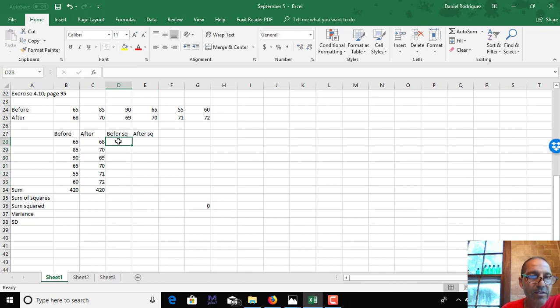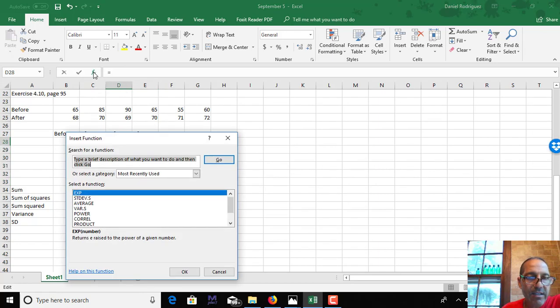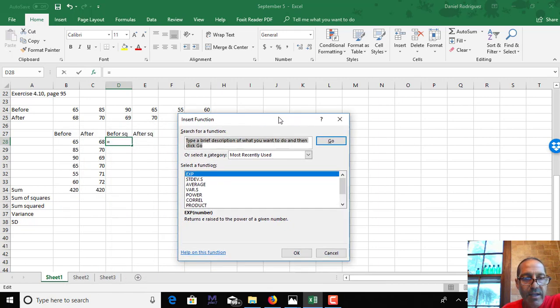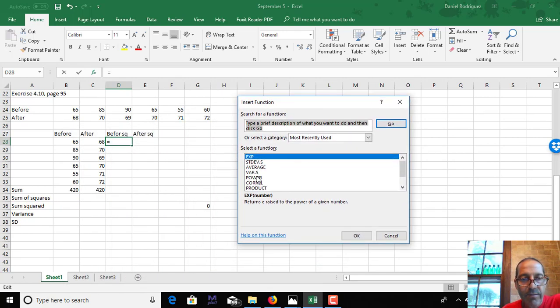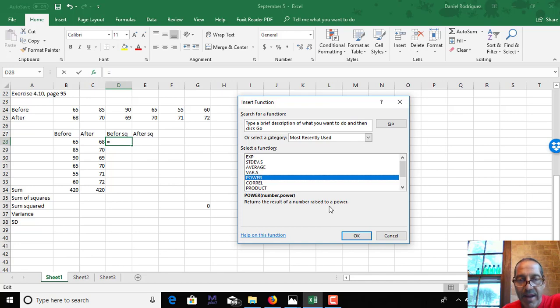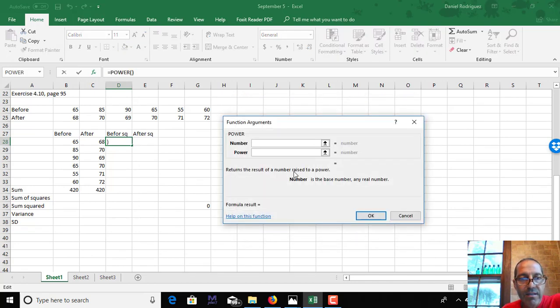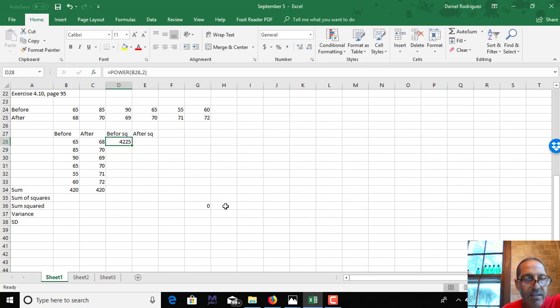So we need to square this term. We're going to hit the function key, and I used this several times, so I found the power function, which would be under math and trig. The number I want to square is 65, and the power is 2, because we're raising it to the second power. That would give us this value, and I need to do it for each of the individual values, so I'm just going to scroll down like this. Okay, so this would give us the squares of each of these values, right?